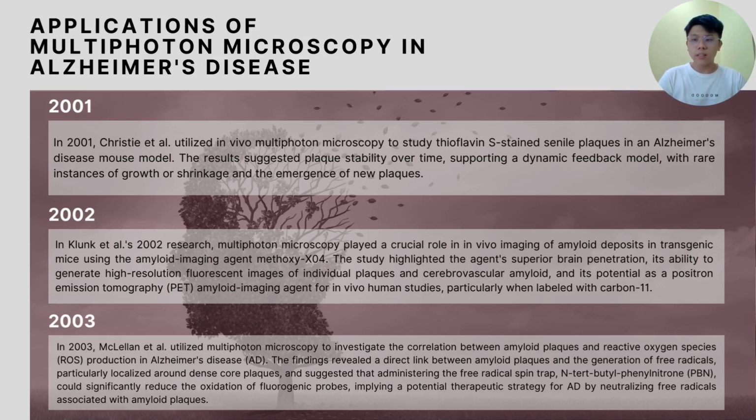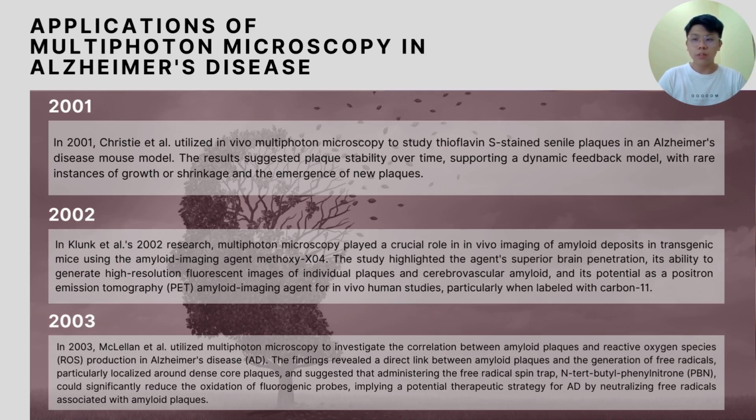The study highlighted the agent's superior brain penetration, its ability to generate high-resolution fluorescent images of individual plaques and cerebrovascular amyloid, and its potential as a positron emission tomography (PET) amyloid imaging agent for in vivo human study, particularly when labeled with carbon-11.